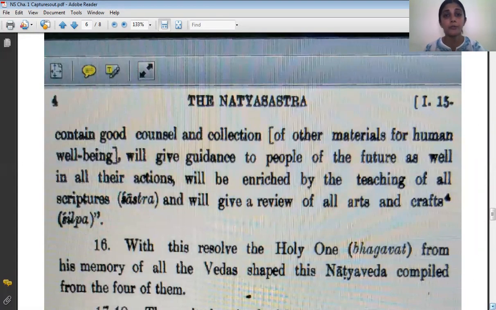It will have good counsel and a collection of other materials for human well-being. It will give guidance to the people of fortune as well as in all their actions. It will be enriched by the teaching of all scriptures, all the shastras, all the scriptures will be there in it. It already refers to the art of music. It already refers to the art of dance, music. Then it also includes musical instruments, dharma, artha, kama, moksha, itihas, right? So in many ways, it is a comprehensive text.